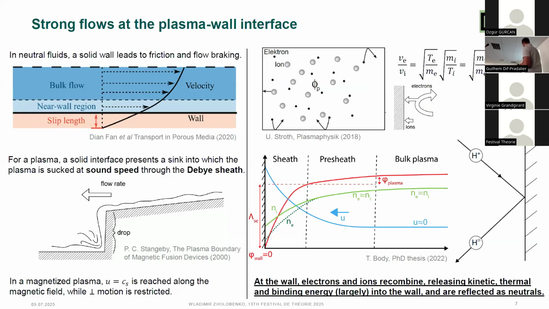So we have very slow flows in neutral fluids near the wall, but in the plasma, they are very fast. And then when the plasma hits the wall, it recombines into neutral gas. So electrons and ions undergo surface recombination. They deposit their binding energy into the wall, heating it up, and they come back as a neutral gas.